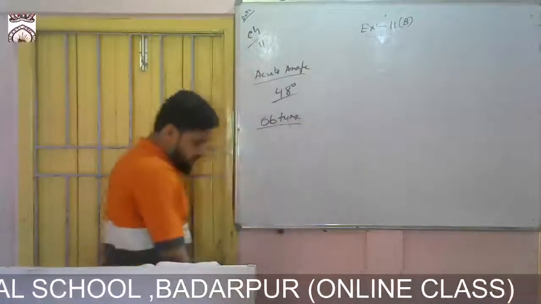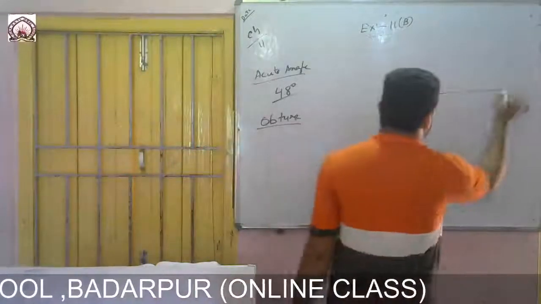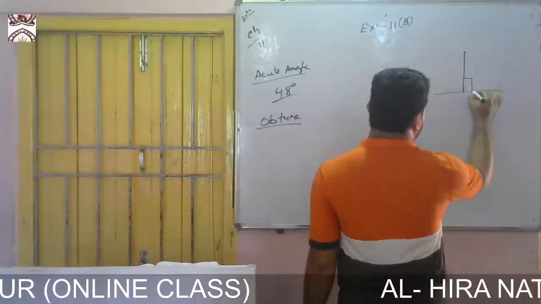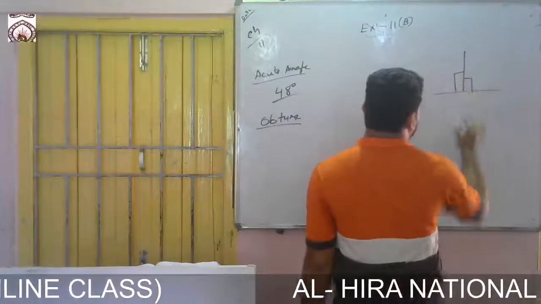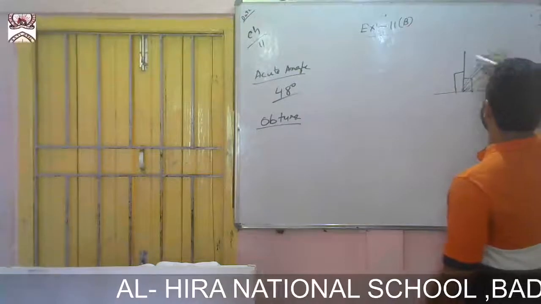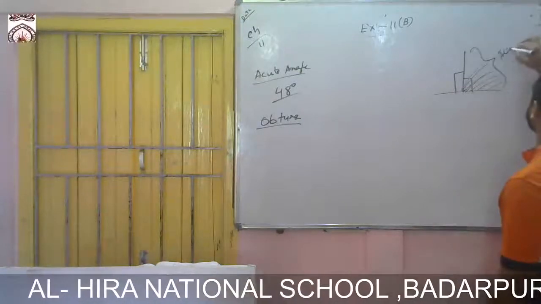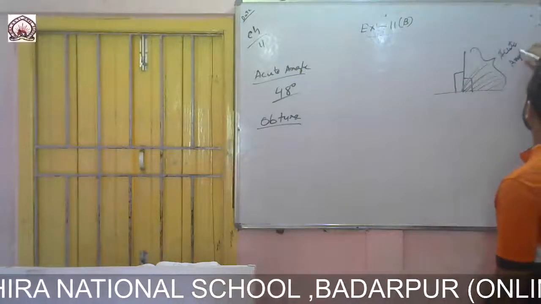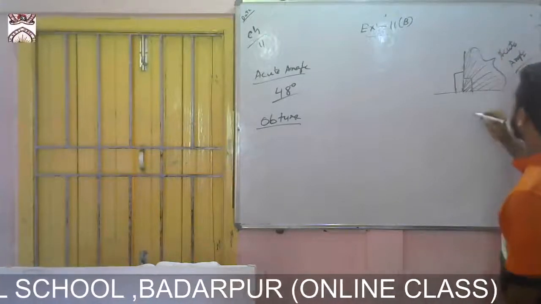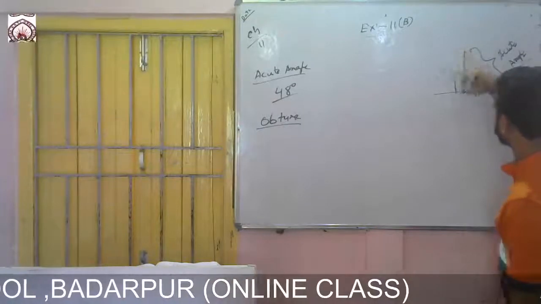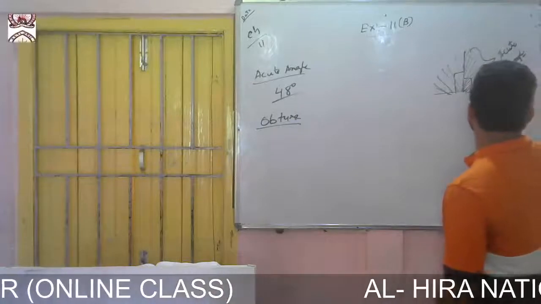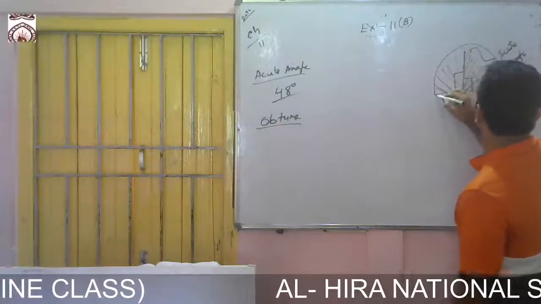Obtuse angle. If I take a protractor like this, this portion is 90 degree and this portion is 90 degree. The angles in between them are all acute angles. And if it crosses this side, then from there to there, it will be obtuse angle.